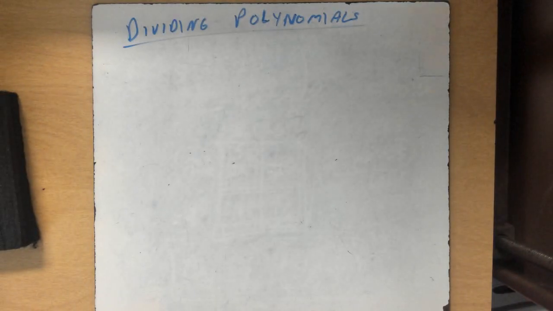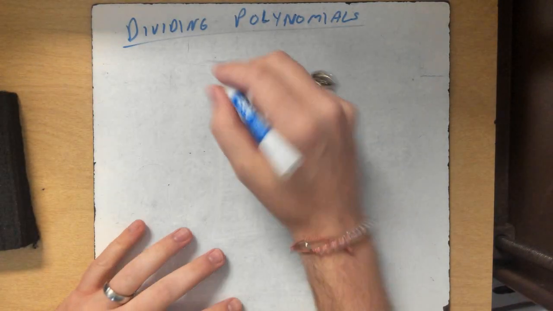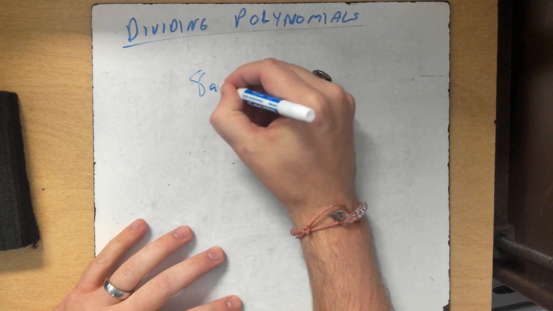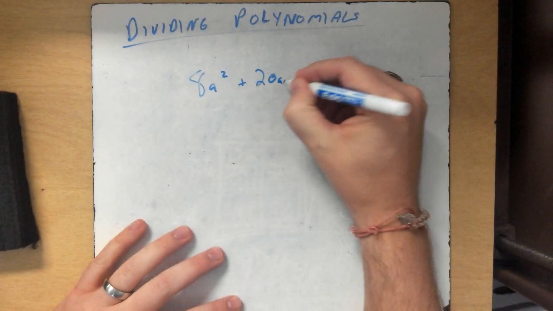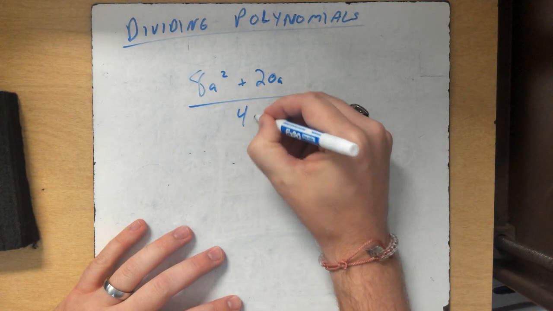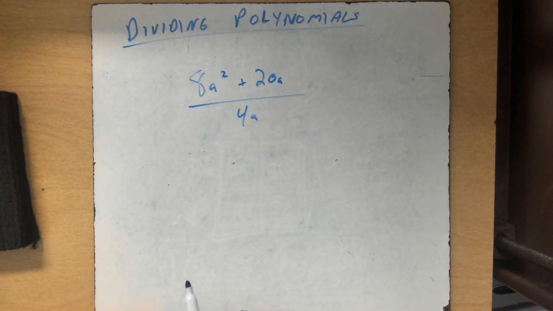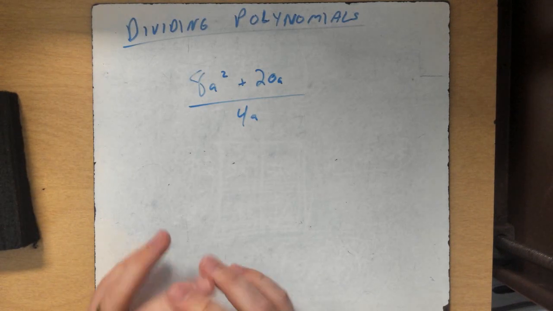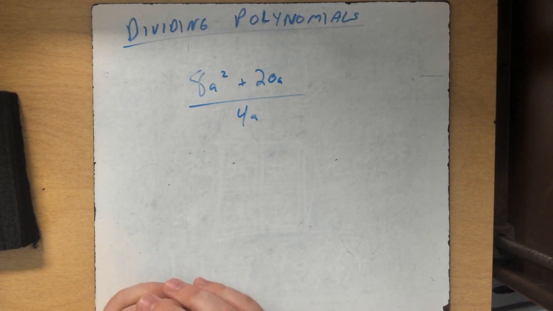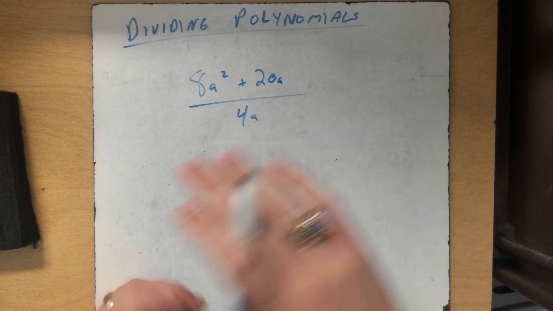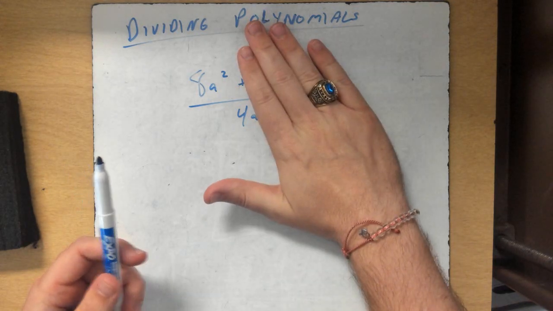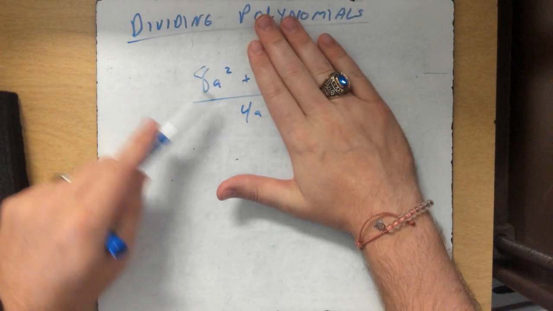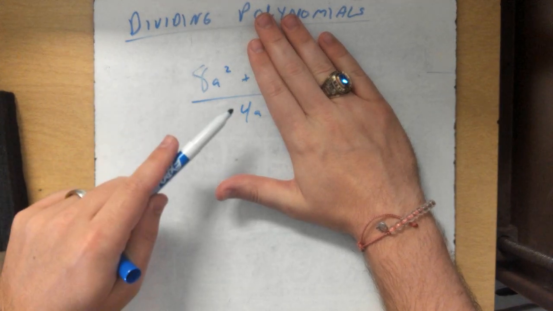Okay, so let's go to the first example. We're going to do 8a squared plus 20a over 4a. There are two ways you can work on this, and I'll show you both of them. The first way, we're going to look at our 8a squared and our 4a. We're only going to look at these two, and we're going to divide these.